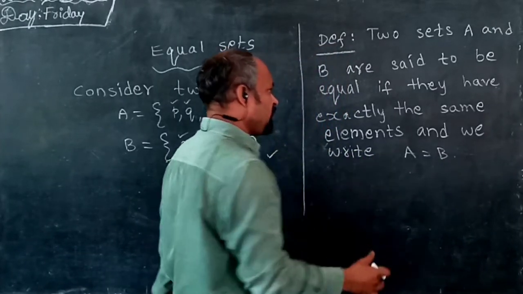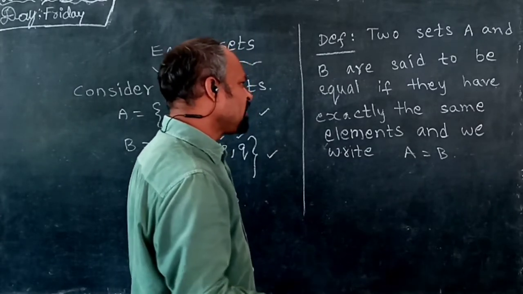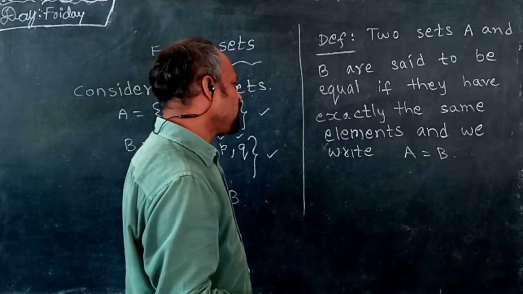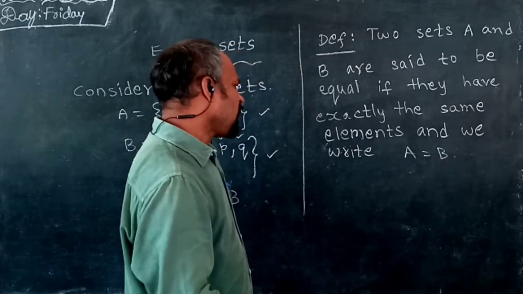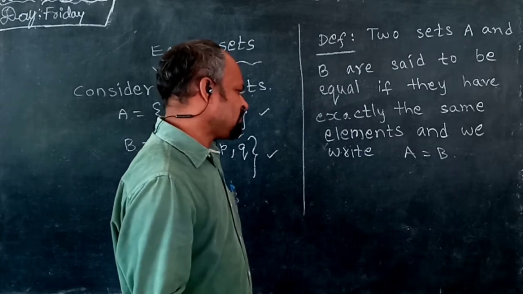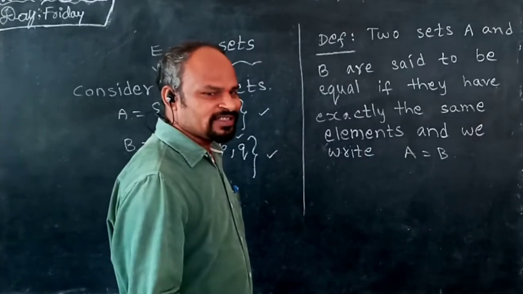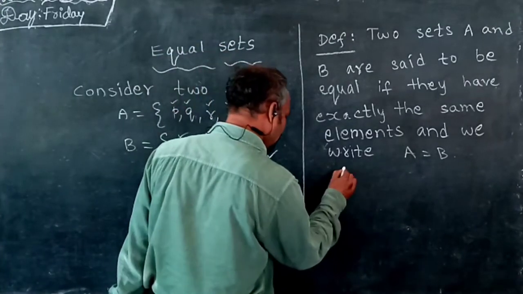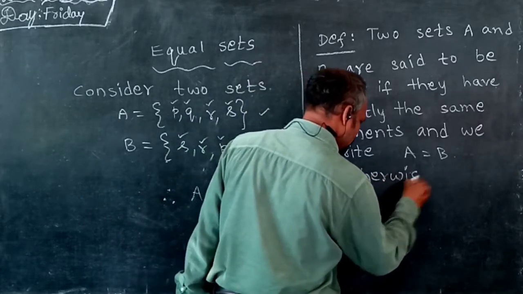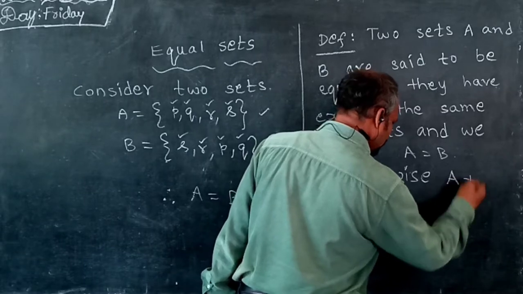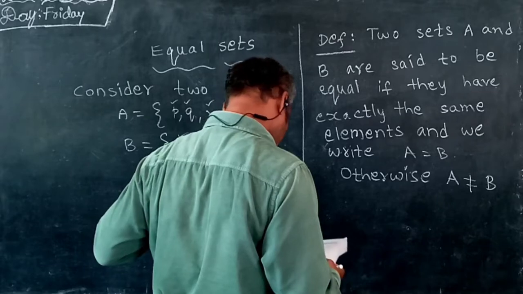Now, from this definition, we get one more conclusion. Two sets A and B are said to be unequal if they do not have the same elements. Otherwise they are not equal, that is, A is not equal to B.